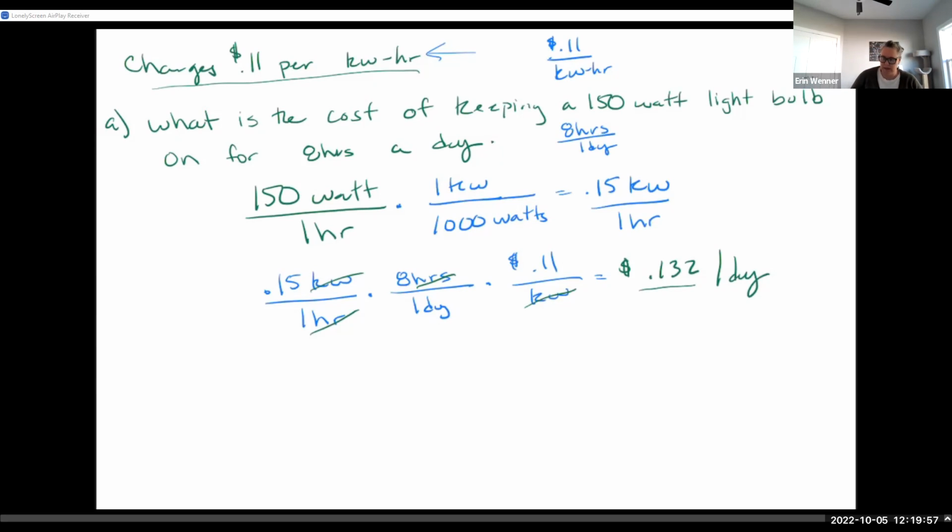So part B says, how much will you save in a year if you replace it with a bulb that only uses 20 watts of power?